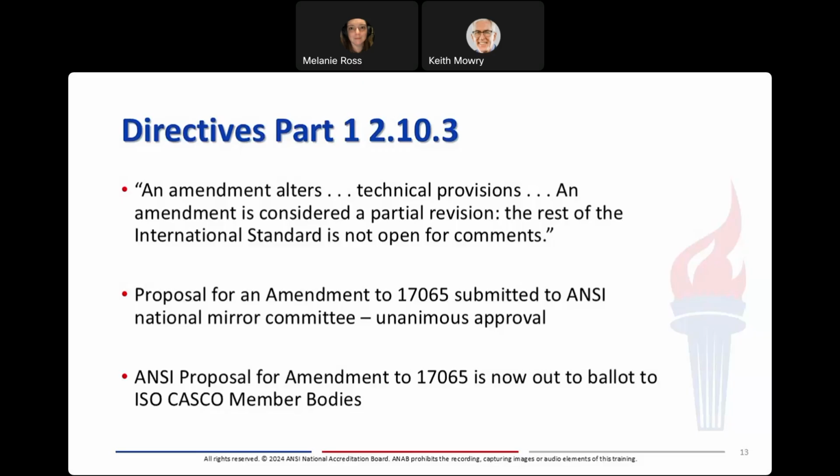So what this means is that when an amendment is proposed, the proposal needs to indicate specifically what it is that's going to be changed in the standard. And anything outside of that description, if the amendment goes forward, stays the same. It can't be changed. So shortly after the Systematic Review Ballot of 17065, a proposal for an amendment to 17065 was submitted to the ANSI ICAC, the ANSI National Mirror Committee to ISO CASCO. That amendment proposal was unanimously approved by the ANSI ICAC and subsequently sent to ISO CASCO with a request that it be balloted to the CASCO member bodies. And that ANSI proposal for an amendment to 17065 is now out to ballot for the ISO CASCO member bodies to consider.